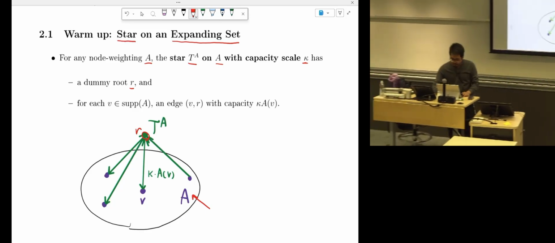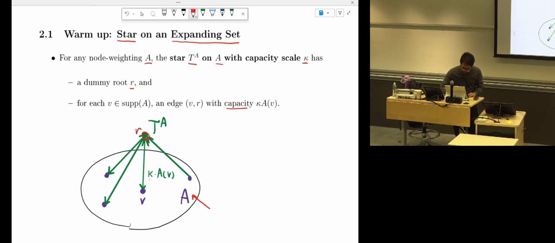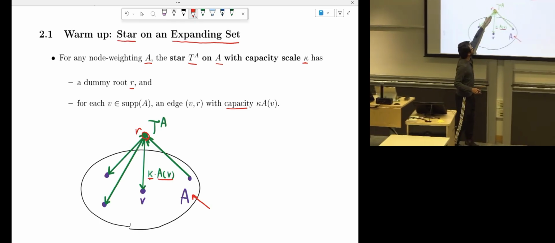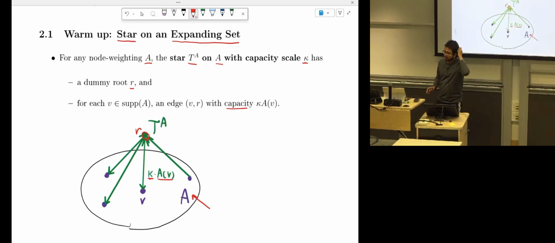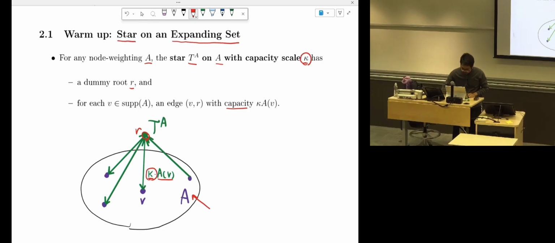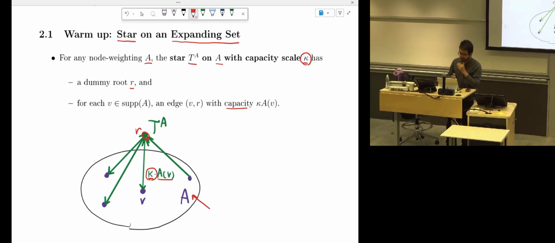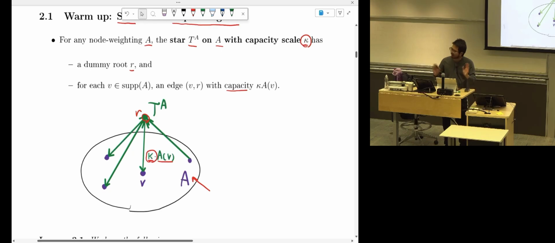And the capacity of this edge, for example, is going to be kappa times A of V. For each node V, just put this capacity to be kappa times A of V. So this capacity scale is this capacity scale here. So that's how we add a star on A. And okay, that's the construction.